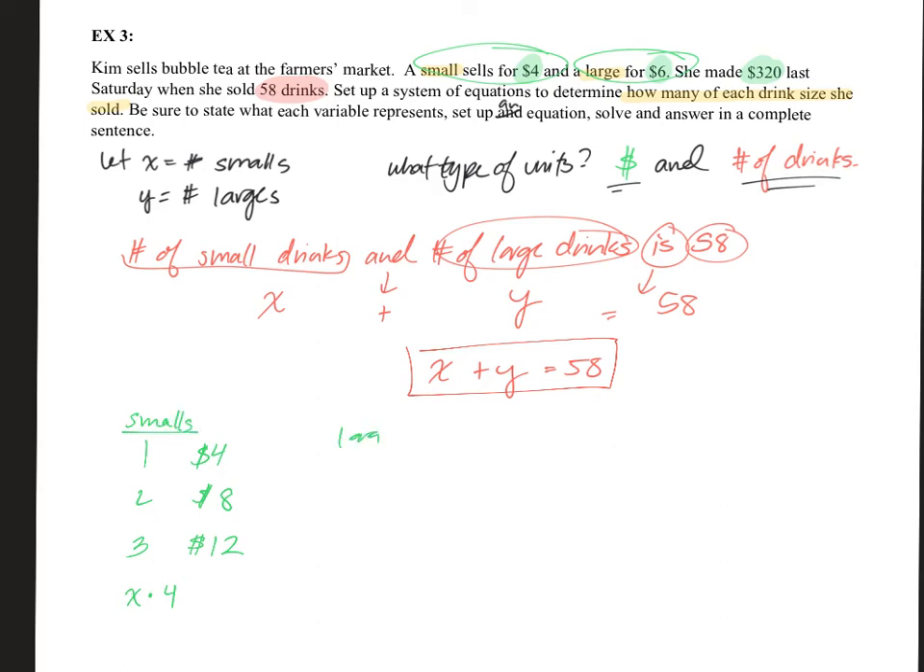And then for the large, we're going to use the same concept. However many larges she sells times how much they cost. So if I sold 2 larges, I would just multiply that by 6 and I would get $12. Alright, so it's going to be x times 4 for the smalls, plus y times 6. And how much money did she make in total? She made $320 total.